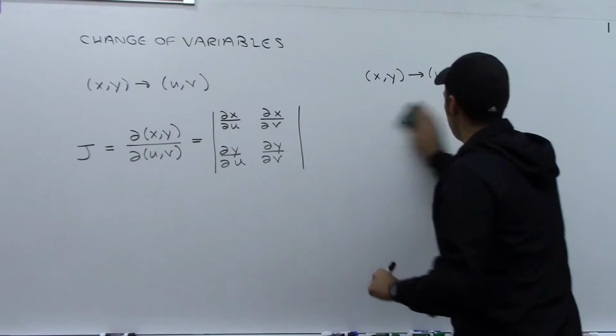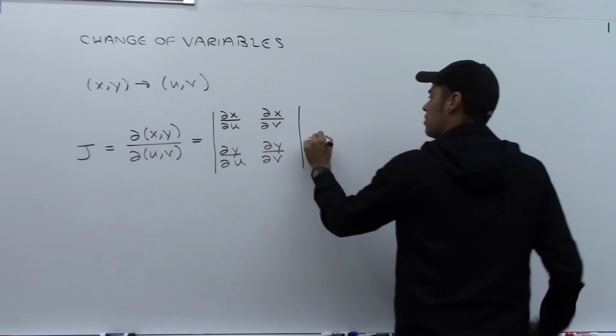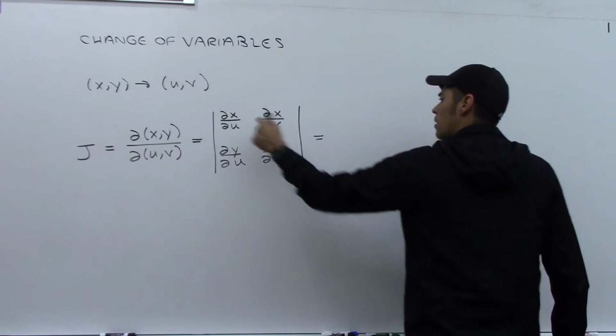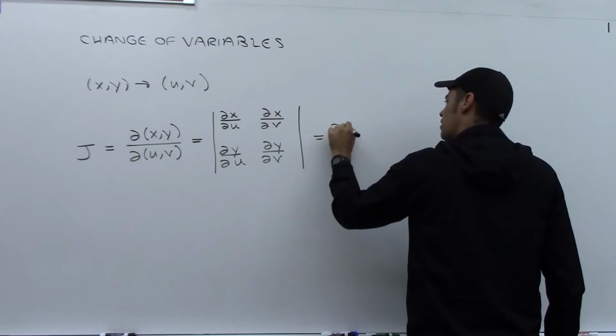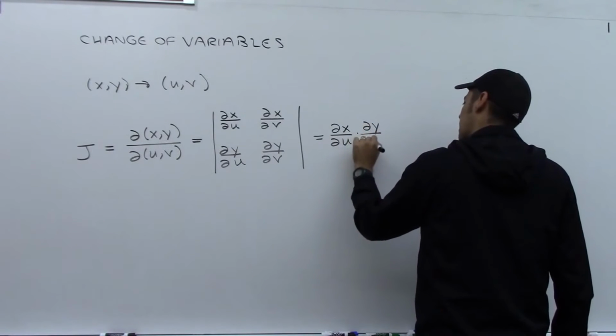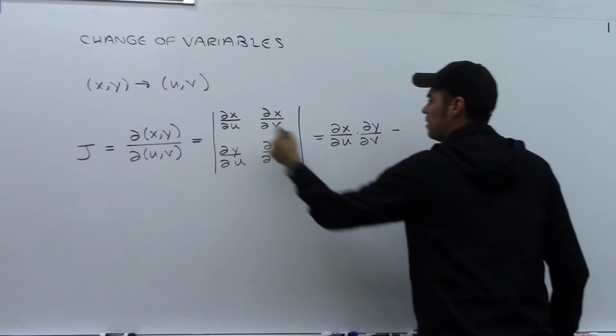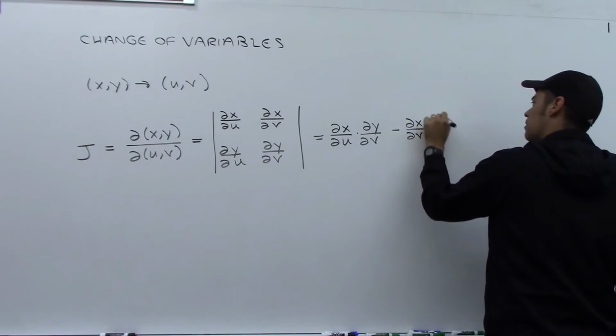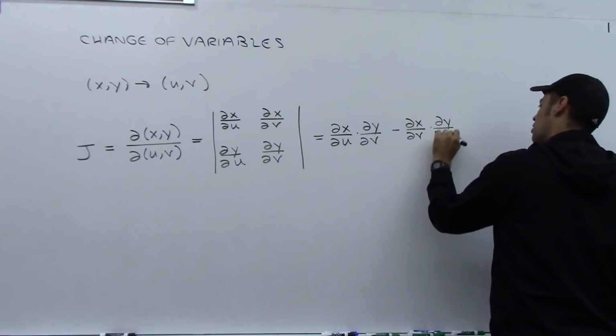All right, so now, what is that determinant? Well, that determinant is this times this, so partial x with respect to u times partial y with respect to v, minus this times this. I'm going to change the order: partial x with respect to v times partial y with respect to u.